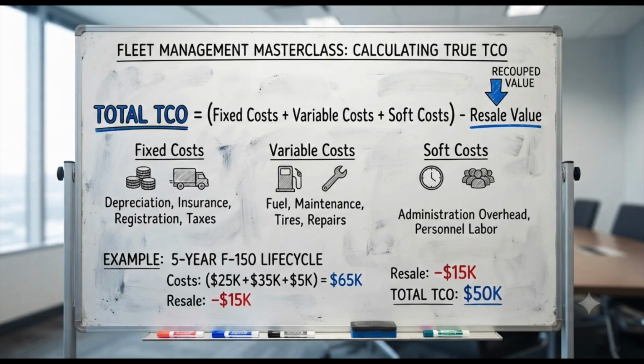So how do we actually calculate TCO? At a high level, the master formula is straightforward. Total cost of ownership equals your fixed costs plus your variable costs plus your soft costs minus the resale value of the vehicle. Notice that last part, minus resale value. What you recover at the end of its life cycle directly offsets your total costs.